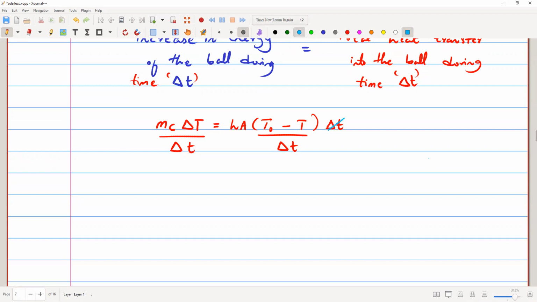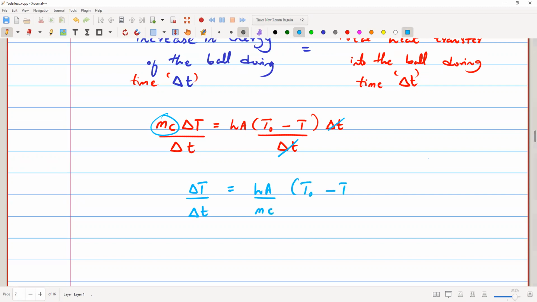Now we can see that this delta T and delta T cancels out, and this MC we can move on the right side to the denominator. So on the left side we will have delta T over delta small t equals HA over MC times T naught minus T.